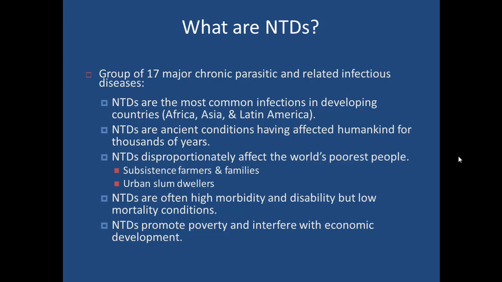What distinguishes NTDs from other diseases is that they disproportionately affect the world's poorest population. They primarily affect subsistence farmers and families in extremely rural areas. They tend to be very difficult to get to. Healthcare is not optimal in those areas. But also, you can even see them in urban slums.